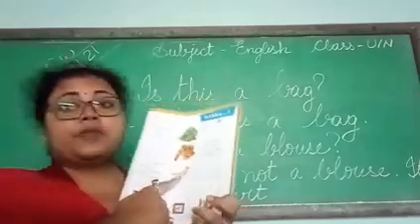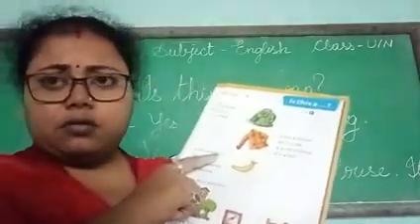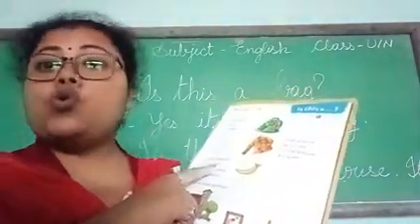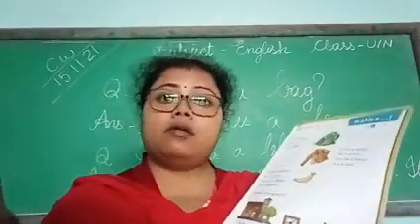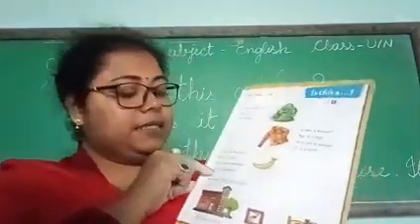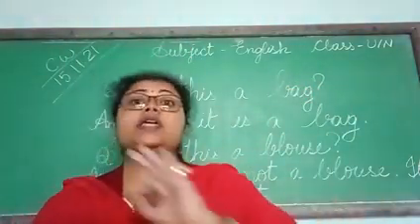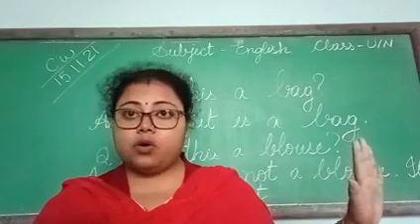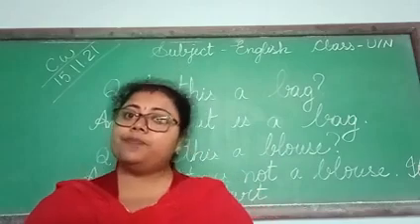Then see another one. See the picture. Here it is a banana. What is the question? Is this a mango? No, right? So what will you say? No, it is not. It is not a mango. What will be the answer? It is a banana. Full answer: No, it is not a mango. It is a banana. Understand?